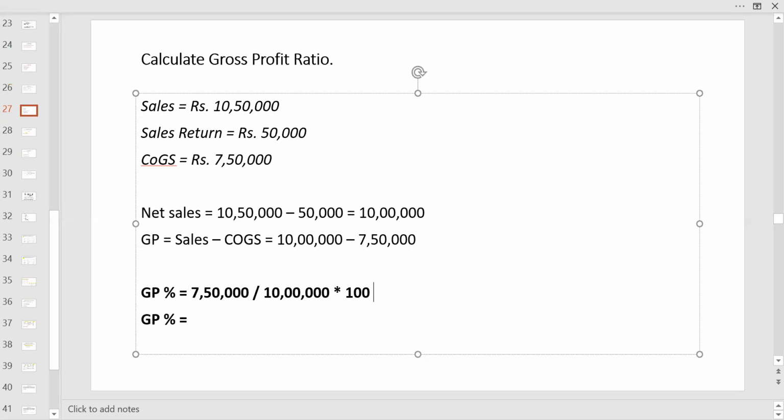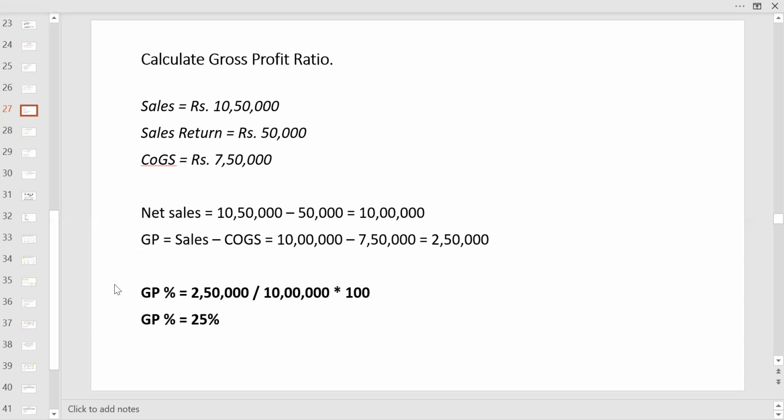So this is how to calculate your gross profit. Similarly with net profit, similar case with your gross profit, operating profit, and the same case is going to be with your net profit ratio. Sorry, I think I made some mistake over here. This is going to be 2,50,000, not 7,50,000. So your percentage will be 25%. Okay. So this is gross profit.